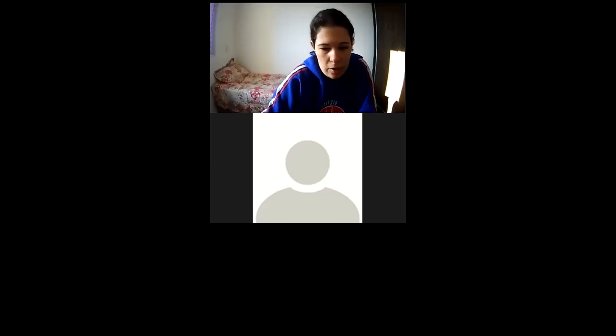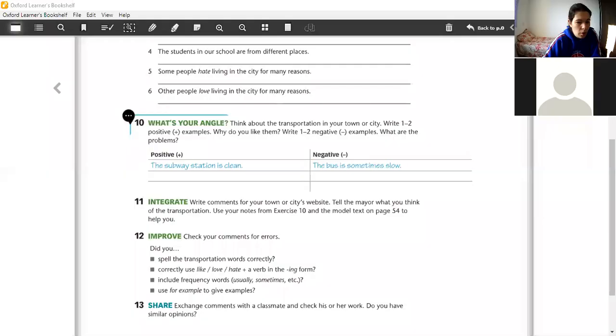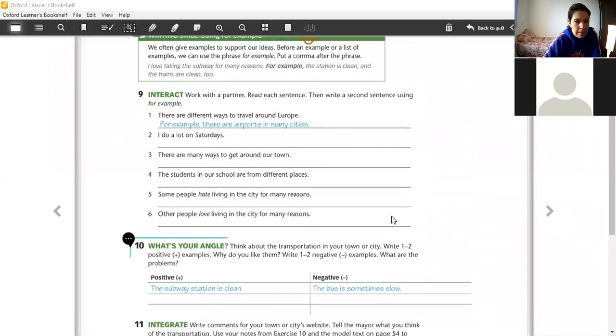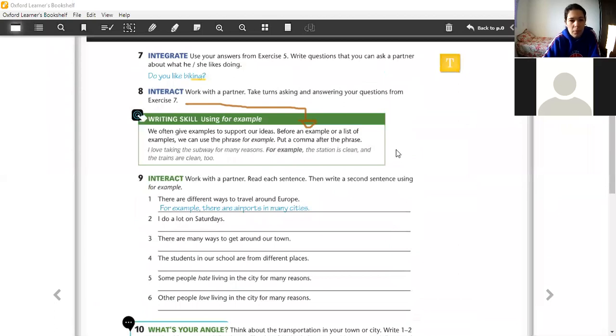So let's start. Please open your books. Page 56. Last class, we finished with exercises number 7 and 8. And today we are going to start writing skill using for example.